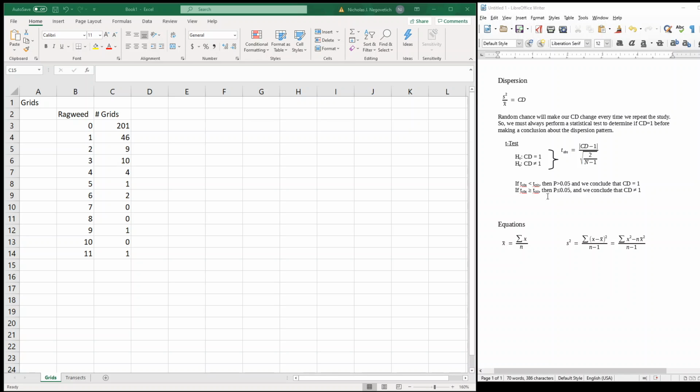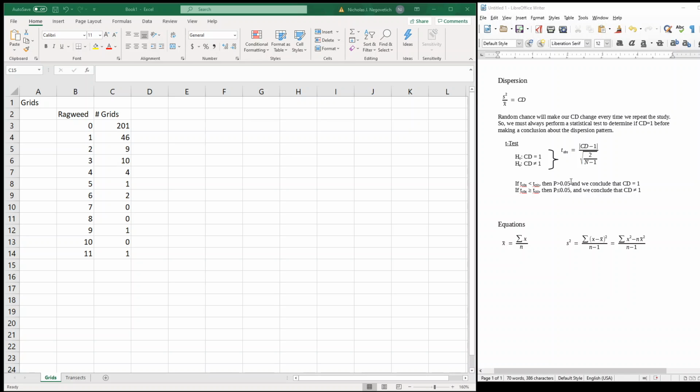Well, what is all of this? Well, what we're doing is trying to come up with a probability of actually getting data as extreme or more extreme just by chance alone. So for example, if we calculated 0.9 as our coefficient of dispersion, we want to know how likely is it that we could actually get a value of 0.9 or something even smaller if the ragweed were randomly distributed out in our sample. And that's what this p-value is telling us.